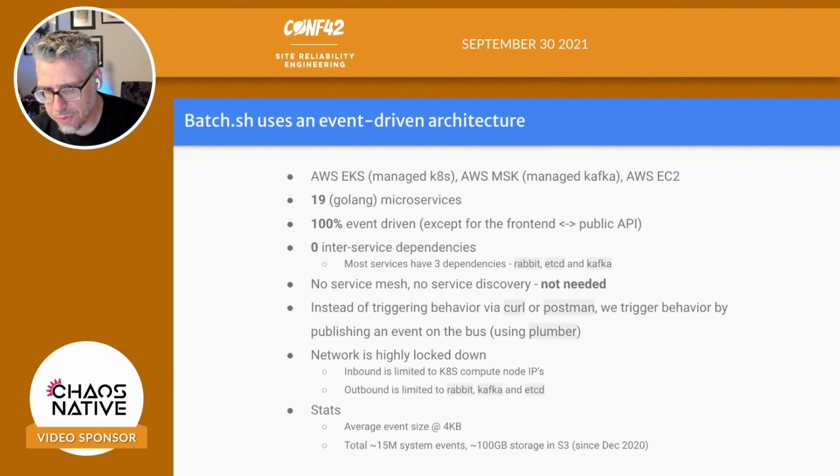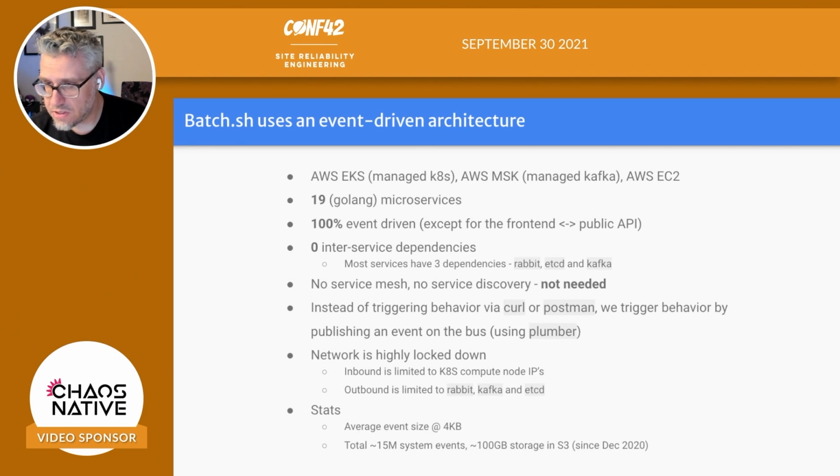We are 100% event-driven, except, of course, for the front-end part, where the front-end has to talk to a public API. Those are synchronous requests. But we have 0 inter-service dependencies. Most services have only 3 dependencies, and that is Rabbit, etcd, and Kafka, and that is it. That means that we have an extremely locked down network. I'm skipping a few points there, but that is the result of that. We do not have a service mesh.